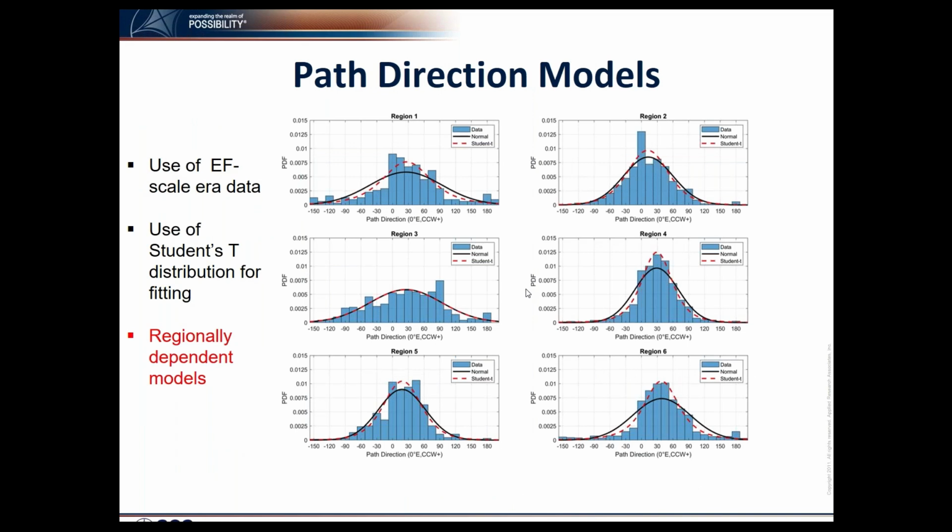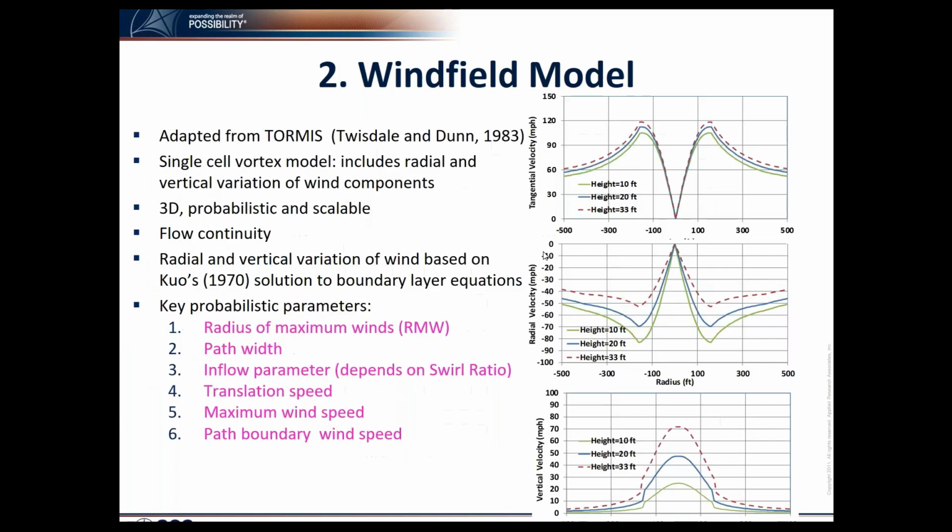The path directions are modeled for tornadoes which have a starting and ending location. Since the path direction is a circular variable, we transform the path directions from 150 degrees to 210 degrees and model them using a Student t distribution, shown in the red dashed line here. And the mean direction for all the regions is between east and northeast.